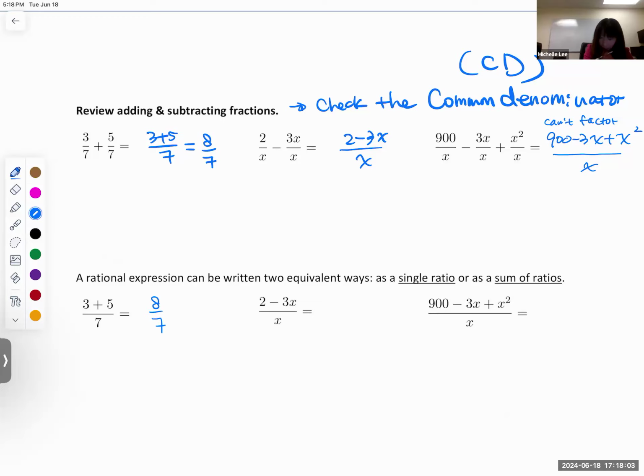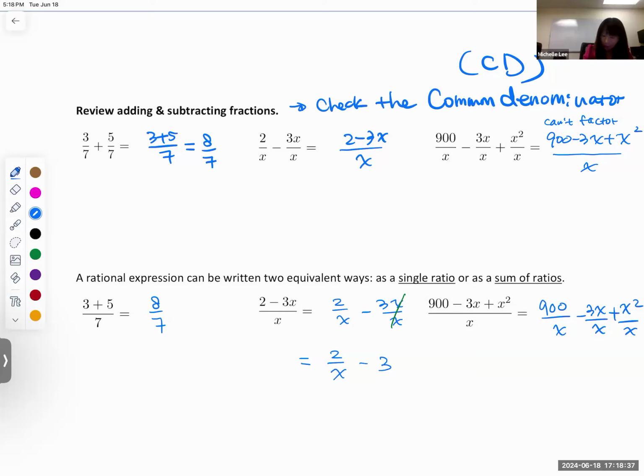Yeah. And then we're going back to the second one. So that will be 2 over x minus 3x over x, right? That will be 2 over x. We can simplify this one, so we will have 3. And then the third one, that will be 900 over x minus 3x over x plus x squared over x, right?